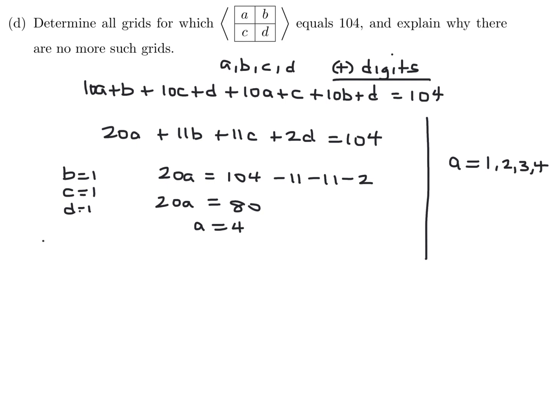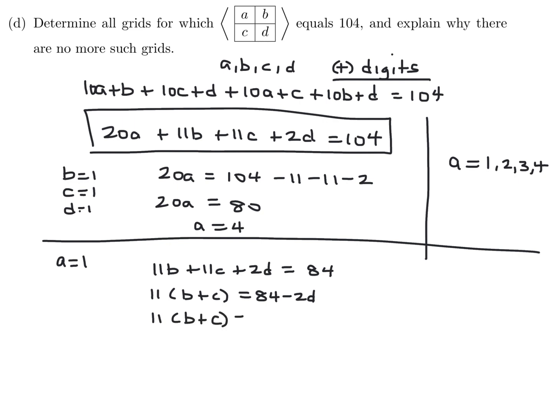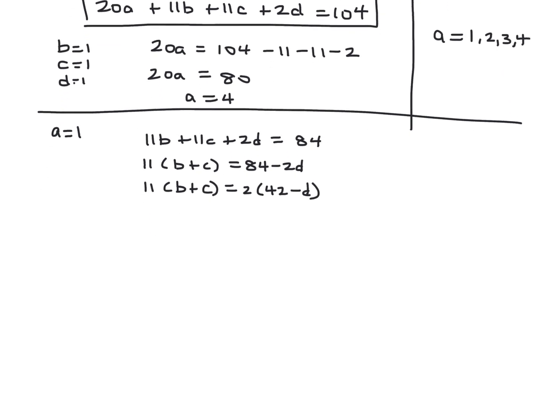Okay, so let's do that. Let's start with A equals 1. And when we do, this is the equation we're working with, we get 11b plus 11c plus 2d is equal to 84. And therefore, 11 times b plus c would be equal to 84 minus 2d. And if we factor this a little bit more, we would get 2 times 42 minus d. And I think that's about as far as we can go there.